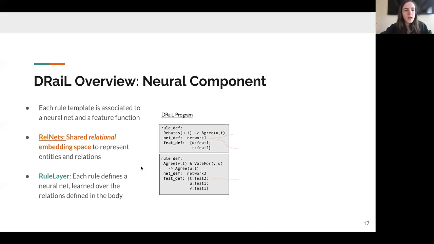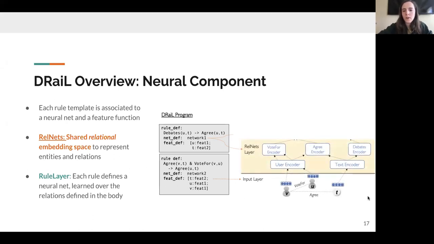And then we're gonna define, right, so we have the input layer, and then each input has its own feature representation. And then we're gonna define something that we call ReLNIDs, which is a shared relational embedding space. This is a lot of fancy words, but what it basically means is that I'm gonna share some of these parameters. So think of each of these boxes as a neural net, and the parameters are shared every time that relation or that entity appears, right? So let's say here in rule 1 and rule 2, we used users and we used topics, and in both cases, the parameters are going to be reused.